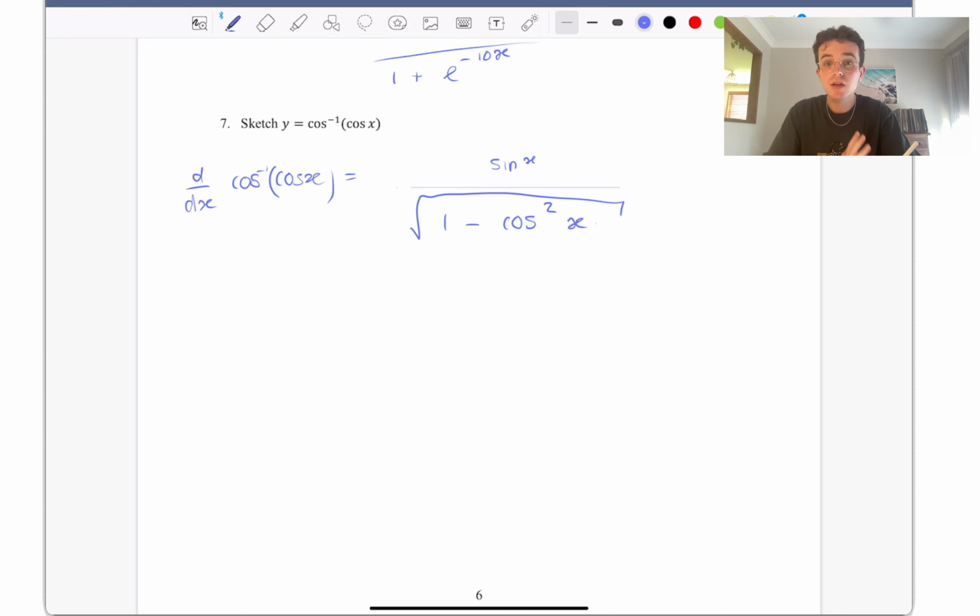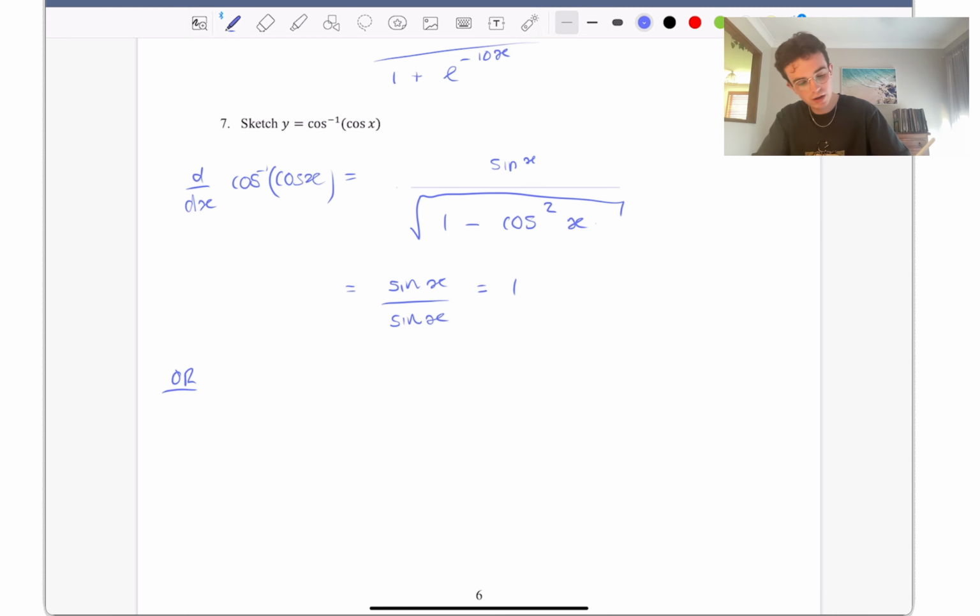Now 1 minus cos squared of x is sine squared of x, using cos squared of x plus sine squared of x is 1. The square root of sine squared of x gives us sine of x. So this is equal to sine of x on sine of x, which is 1. But when I square root something, I can get a plus or a minus answer.